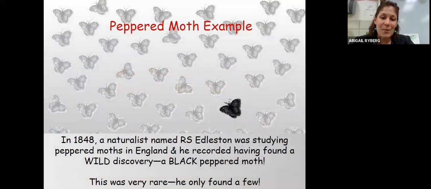The example that is really commonly used to show the changes in evolution is the peppered moth. In 1848, a naturalist named Edelson was studying peppered moths in England, and he recorded having found a wild discovery, a black peppered moth. This was very rare, and he only found a few. If you look at my picture here, you can see that most of the moths on this image are grayish or peppered, so black and white speckled. And occasionally in England, he would find a rare individual of that species that was all black.